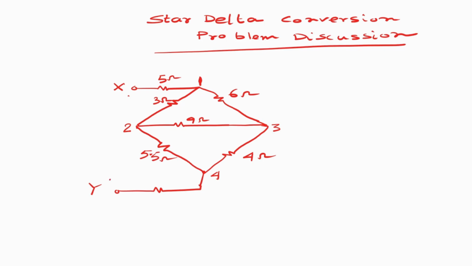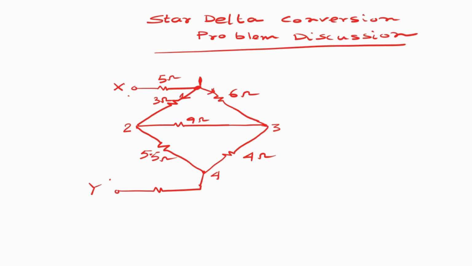So we are thinking there is a current source, and current comes out of the terminal X, passes through the 5 ohm resistor and reaches the junction 1. This is the junction 1. At the junction 1, the current divides in two ways. One is in this direction through the 3 ohm resistor, another through the 6 ohm resistor.